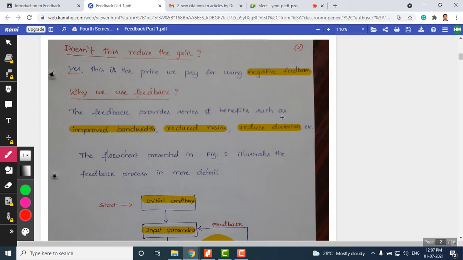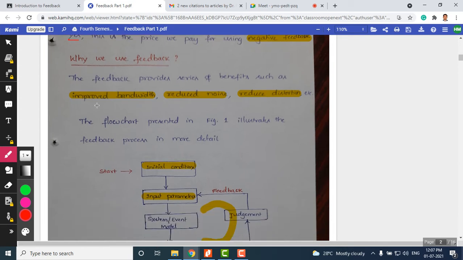Feedback provides a series of benefits, such as I mentioned, improved bandwidth. Bandwidth will increase compared to without feedback, and also noise will get reduced. We can't eliminate noise, noise will be there always, but to some extent we can decrease the noise by employing the feedback. Bandwidth increases, noise decreases, and also distortion. Distortion may be second harmonic distortion and third harmonic distortion. Generally, the harmonic distortions resulting from the input sine wave can be reduced by employing the feedback here.